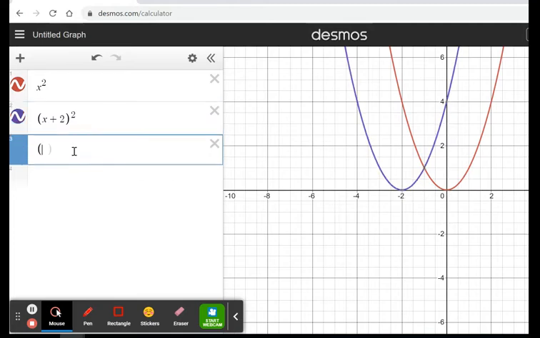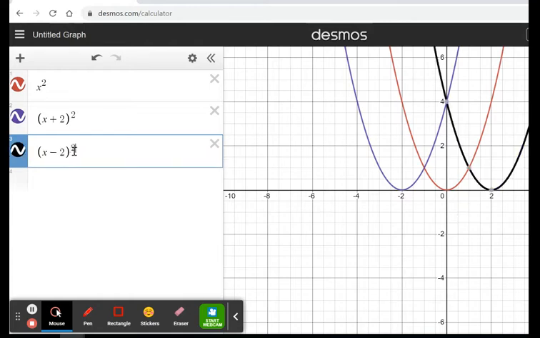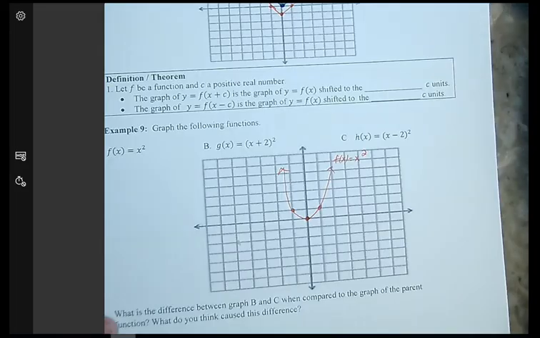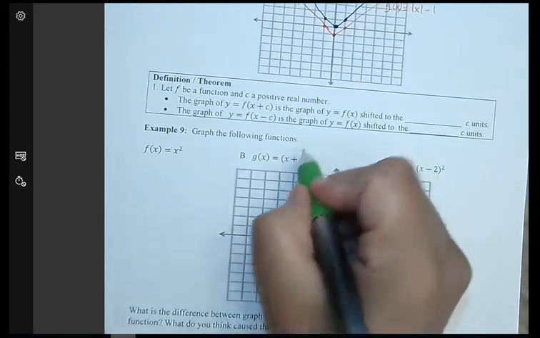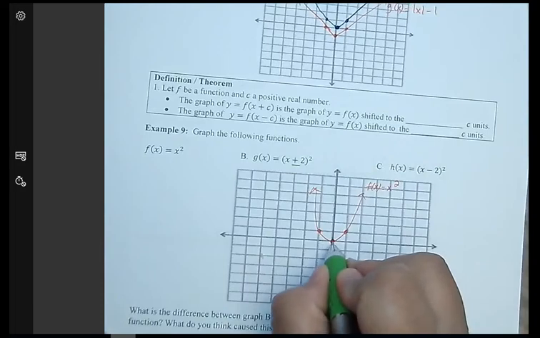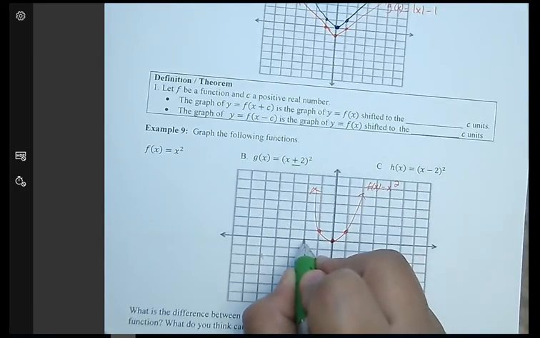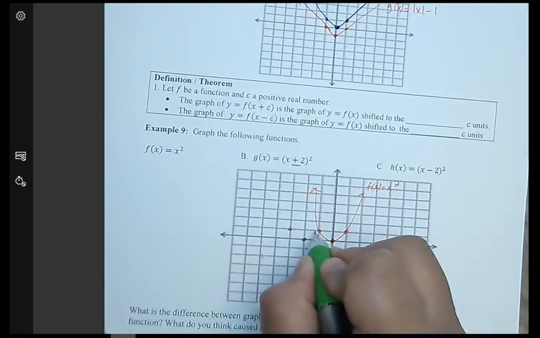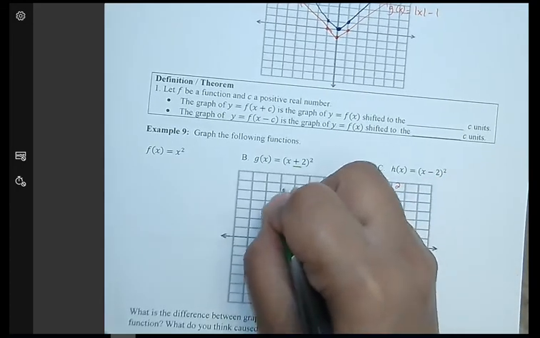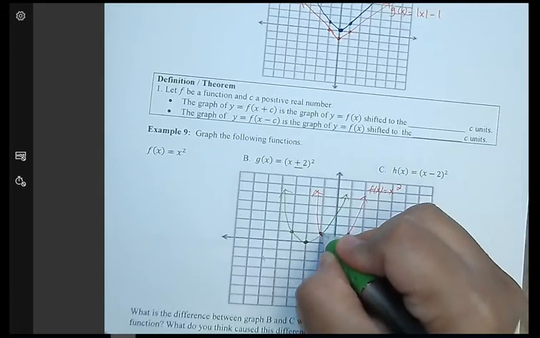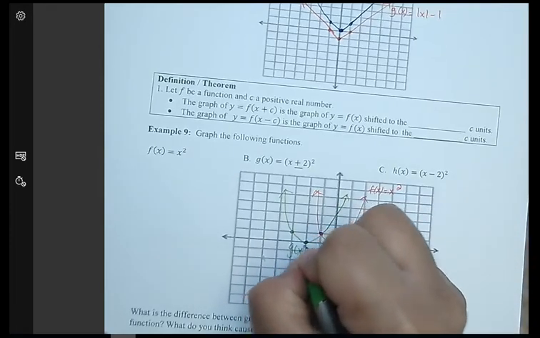So let's look at this one, x minus 2. So notice here that the graph was shifted to the right. Okay, so if we graph these, by adding a plus 2, we're going to shift to the left. So I'm going to go 1, 2. And so my points would be here. So this is g of x.